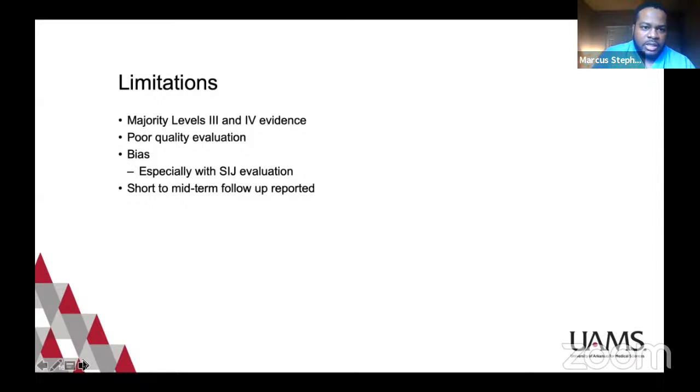Okay. And then lastly, they touched on some limitations. As we kind of concluded earlier, the majority of the studies were level 3 and 4 evidence. The evaluation of SI joint pain was very heterogeneous throughout all of the different studies. And we saw that most of the evaluations didn't include an actual SI joint injection, so there was some bias with that. And then also there was very minimal long-term follow-up.